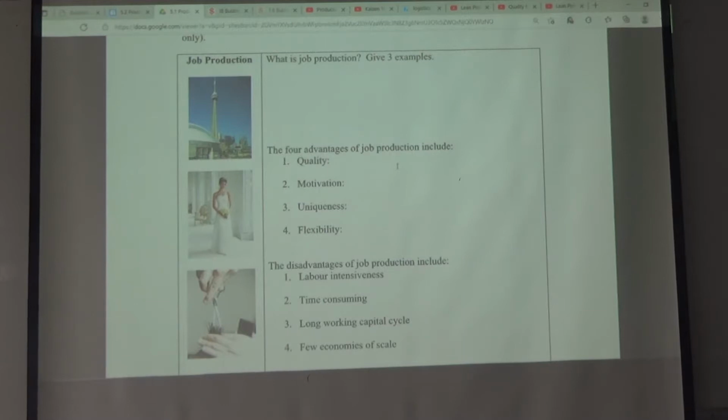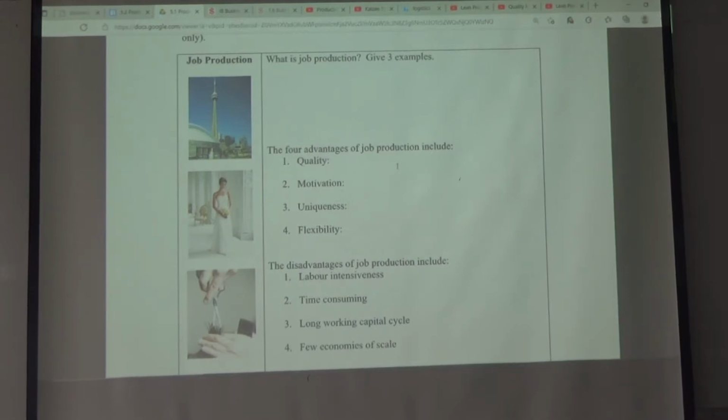Haircuts, not so much. I think my haircut is more like batch production. I don't feel like my haircut is unique. I think the guy just does every haircut the same. Maybe it's a mass production haircut I'm having. Wedding dress, typically that would be unique, designed for the bride, so it fits perfectly.